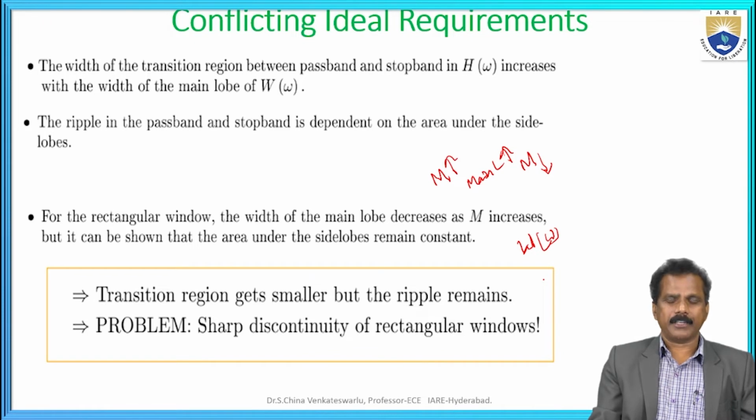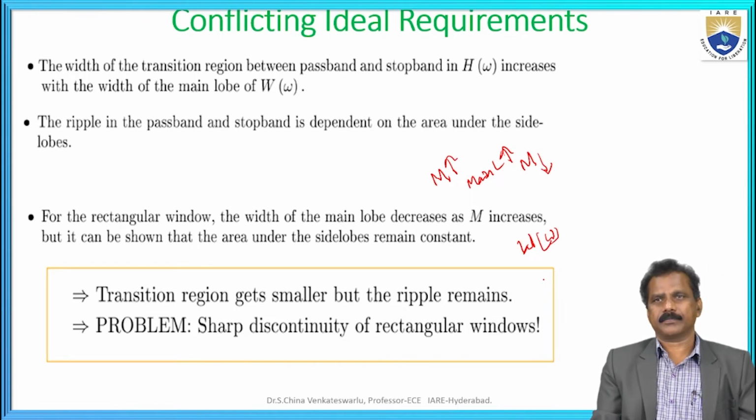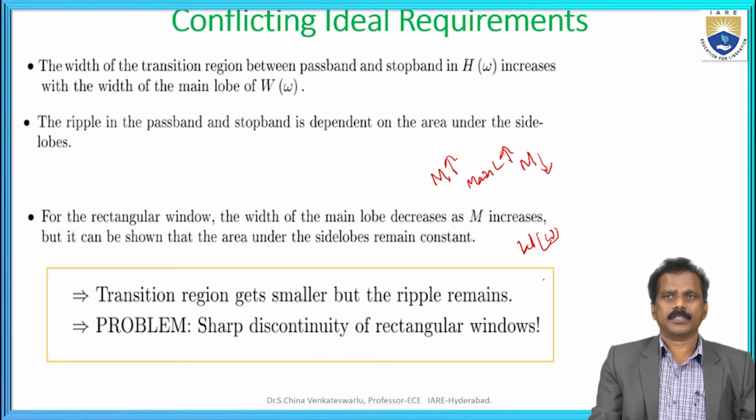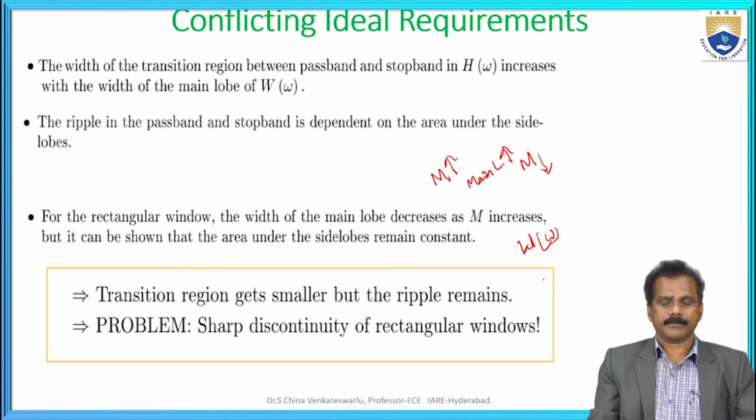Go on increasing the M value and see how the main lobes vary and how it is interpreted. If the main lobes increase, the M value also increases at that time. What are the sharp discontinuities? Otherwise, if the main lobes decrease, the M value, either increasing or decreasing, is connected to the sharp discontinuity of the given window. It is specific to the rectangular window. The problem is identified with reference to the conflicting ideal requirements.